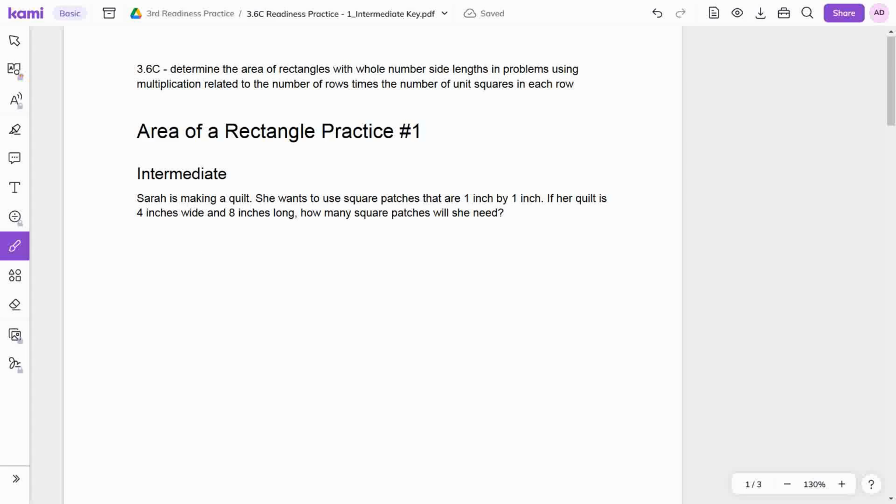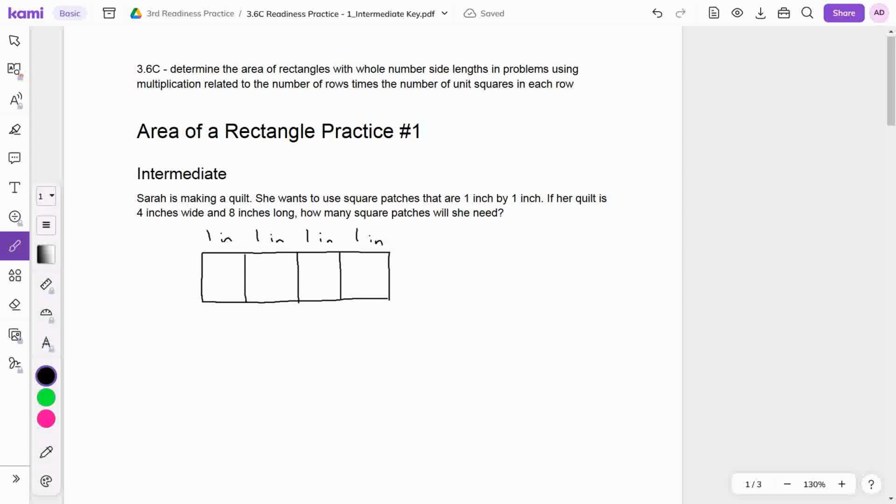So if I wanted to draw a row here, let's say I've got square patches, and let's pretend those are all squares, and I've got 4 of them. And I can say this is 1 inch, 1 inch, 1 inch, and then 1 inch. So overall I've got 4 inches, and that's going to be my width, and it's going to go from side to side.